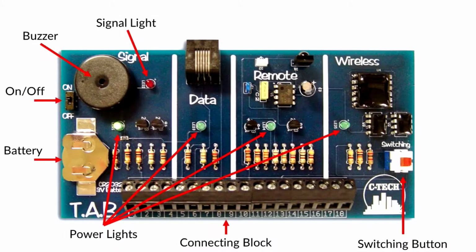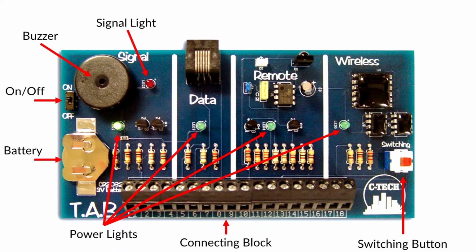Tab Overview. While working with the tab, there are multiple components you must be familiar with. In order to power the tab, you must have the battery inserted and the on-off switch set to on. When powered on, you will see the green LED in the signal section light.